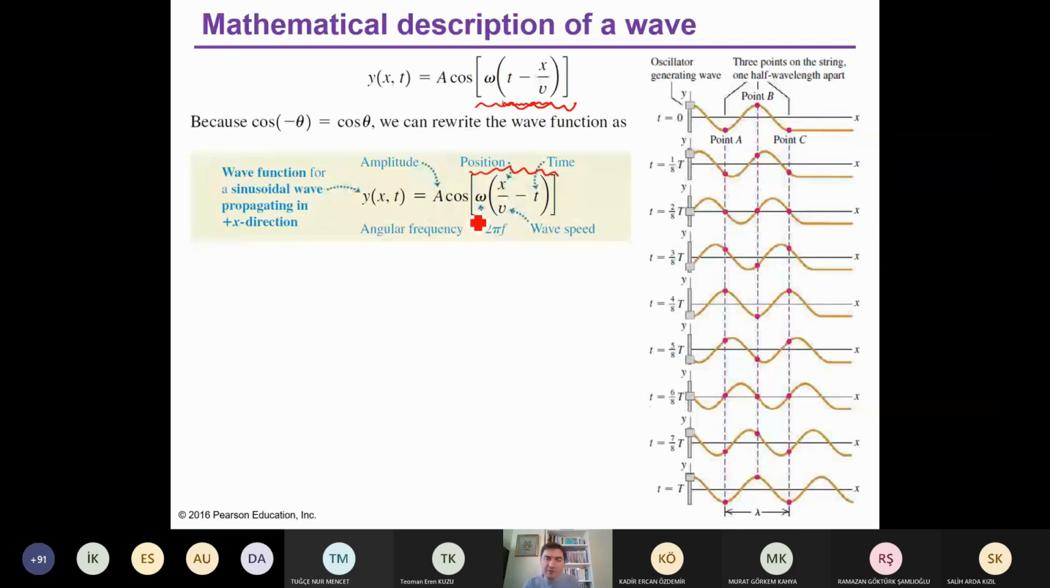Cosine omega x over v minus omega t. Okay, why? Because cosine of negative theta can be written as cosine theta. So then you can have this form of the cosine function. So we are now dealing with the position x of the particle. Let's consider that here we have a particle where the position is x, okay?